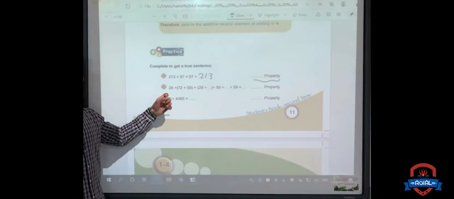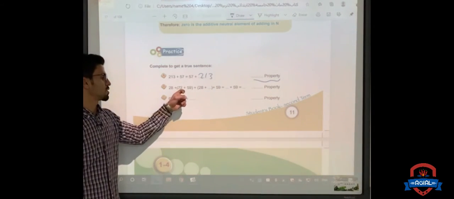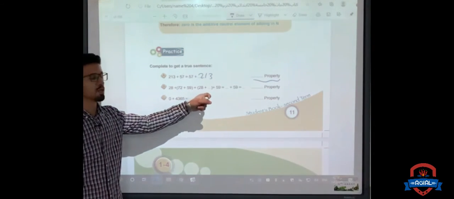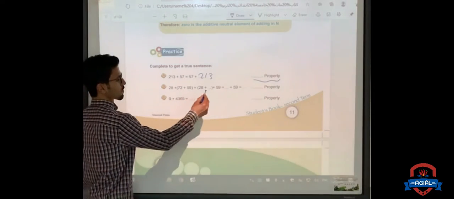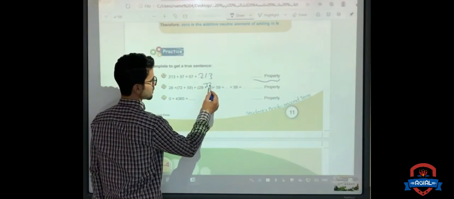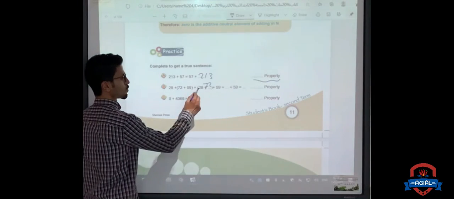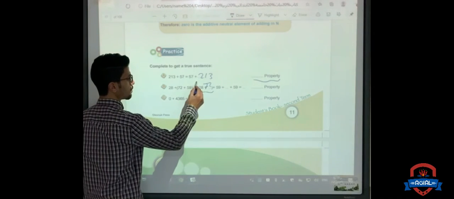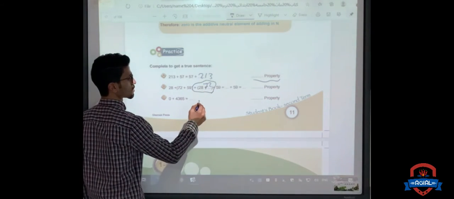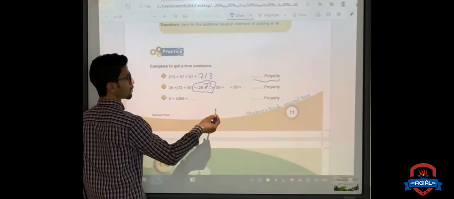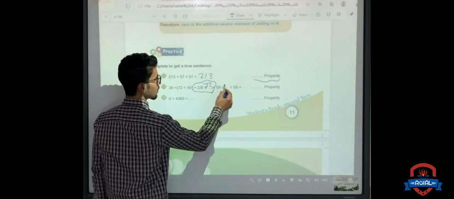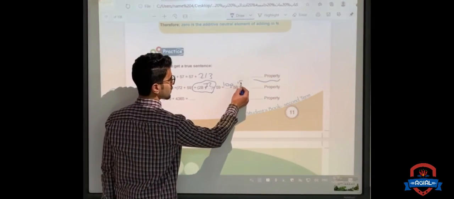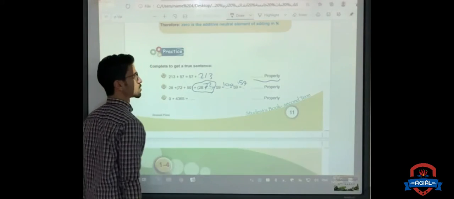And in letter B, 28 plus 72 plus 59 equals 28 plus what, plus 59. So we have to write 72. So 72 plus 28 equals 100. The associative property helps us to find 100, or to make the addition easier. So we have 100 plus 59 equals 159. So we use the associative property.